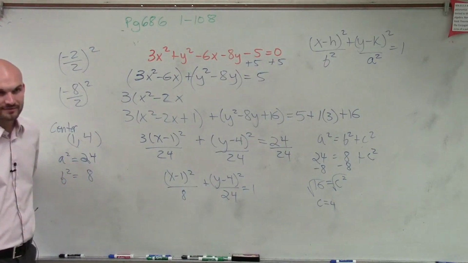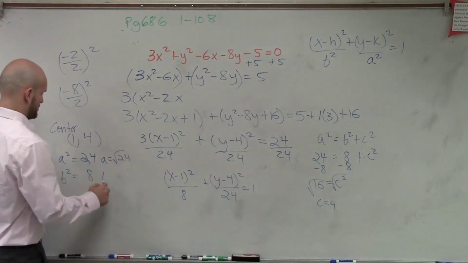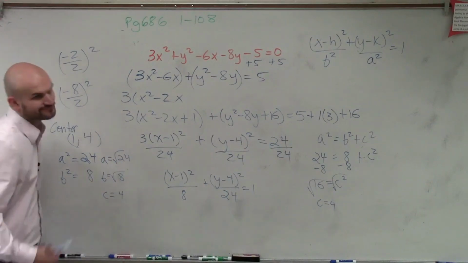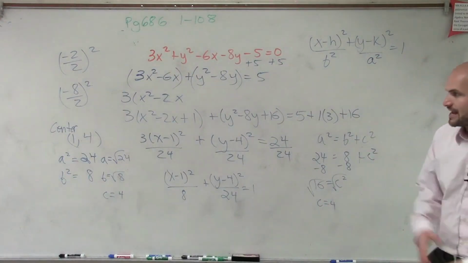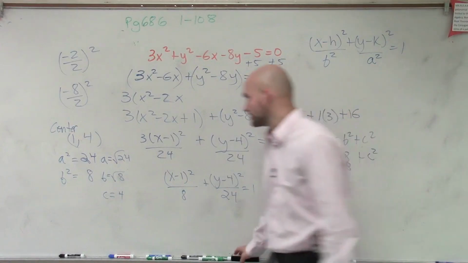If we try to simplify that, right? So a equals the square root of 24. B equals the square root of 8. But c equals 4. So at least we know one even number that we'll be able to figure it out. So we're going to have to approximate for a and b as we graph it. But we'll go to work this.